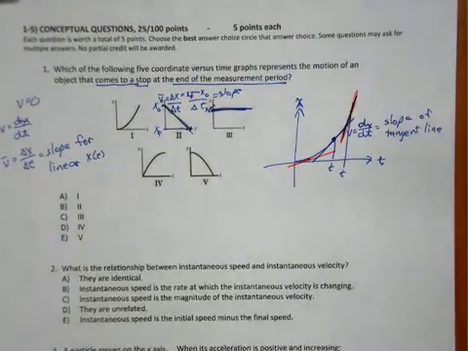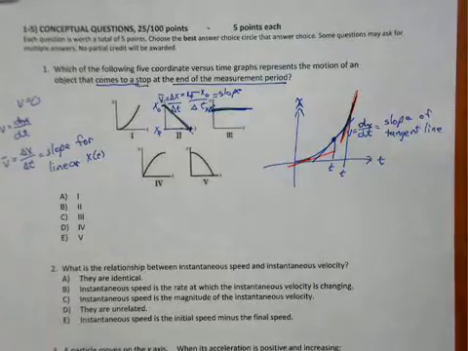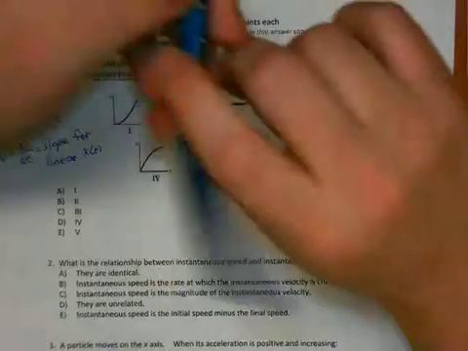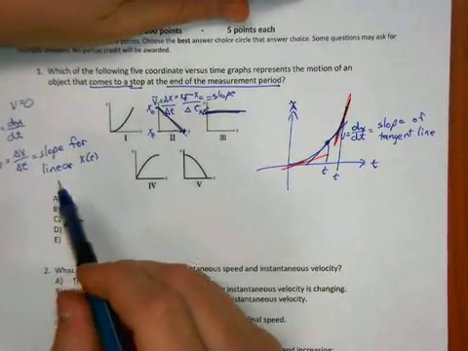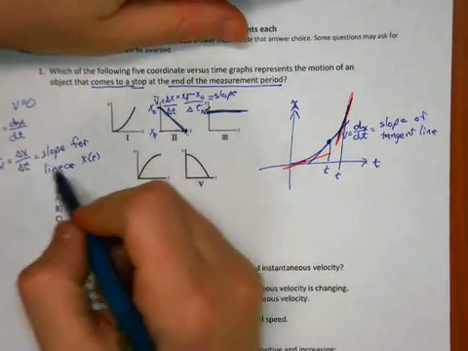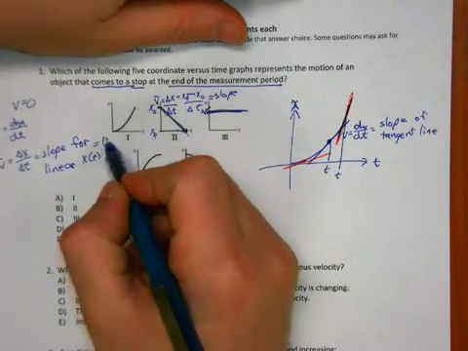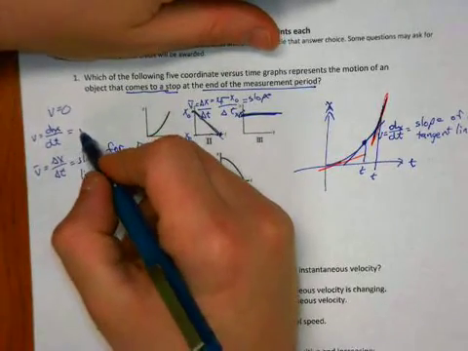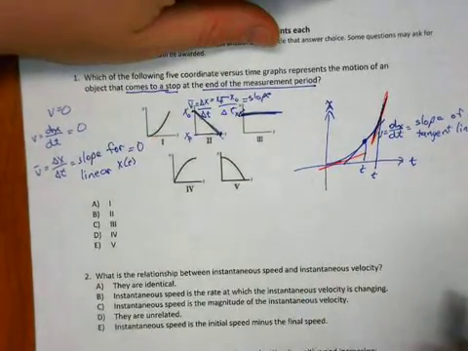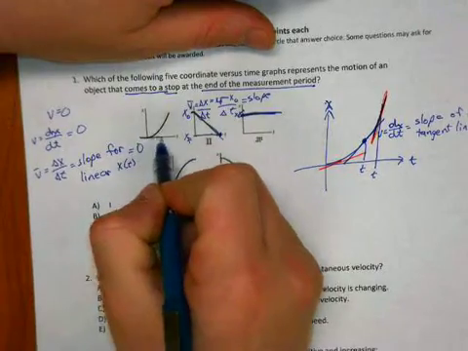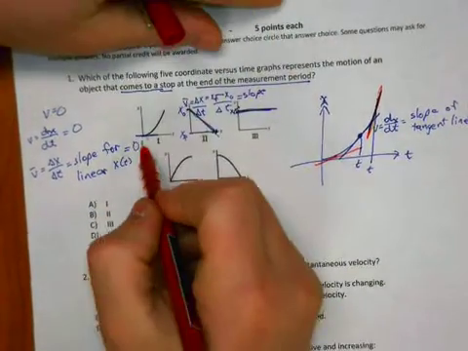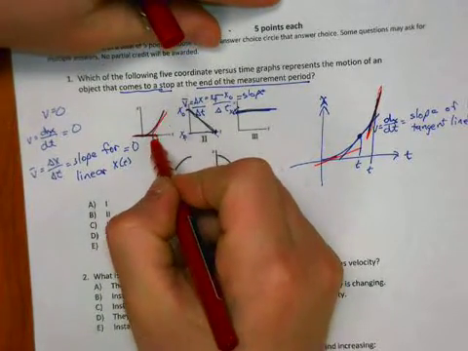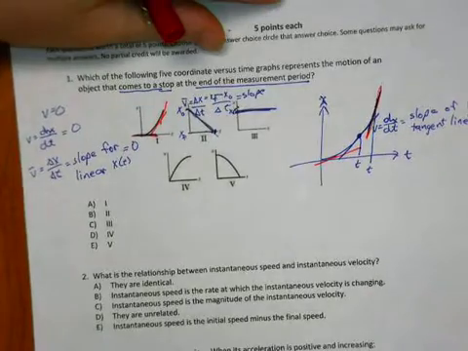Okay, so back to the problem here. The object is coming to a stop at the end of the measurement period. So that means that velocity must equal 0, as we said here, and slope must equal 0. Or in the instantaneous case, it's the slope of the tangent line. So in this case, this is a perfect example of an object that starts at rest, and then it speeds up, and its speed gets faster and faster.